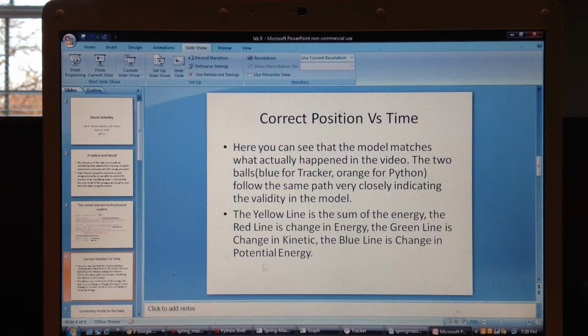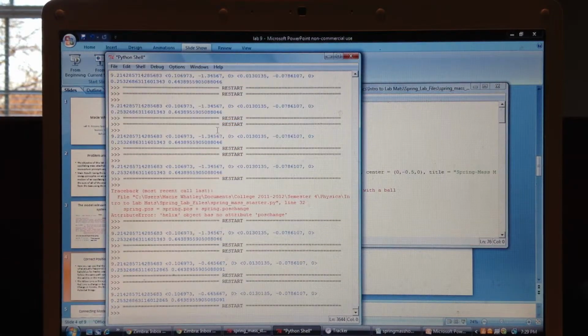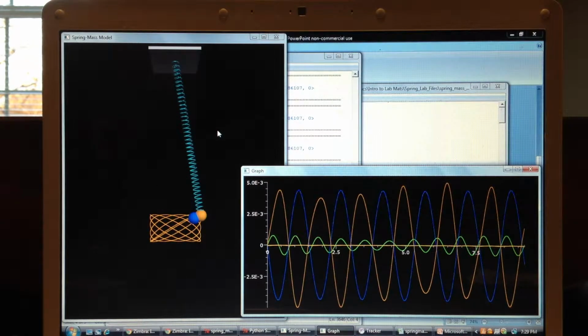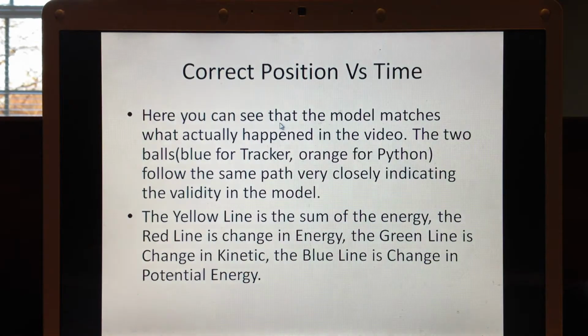Now I'm going to show you my data, my Python when it's run. So here you can see that the two balls follow each other very closely. I sped it up just for the sake of time, but the accuracy nonetheless is still there. So here you can see the model matches what actually happened in the video. The blue ball is from Tracker and the orange ball is from Python, and they follow the same path very closely.